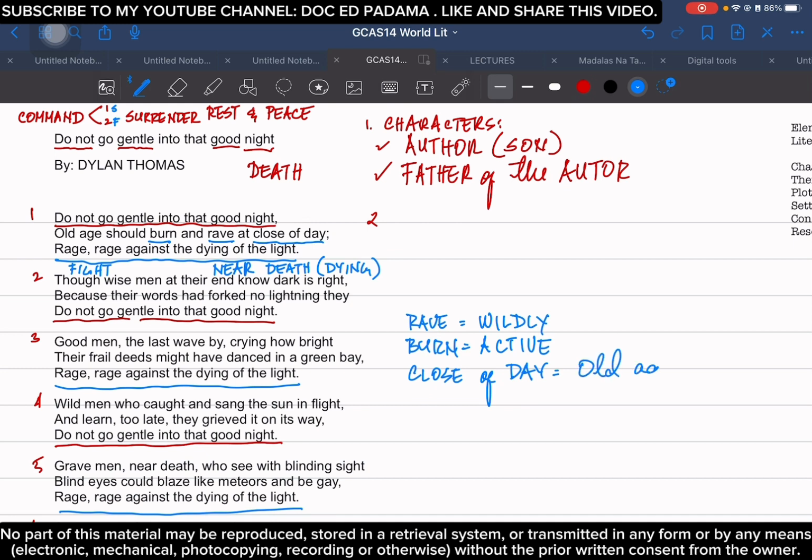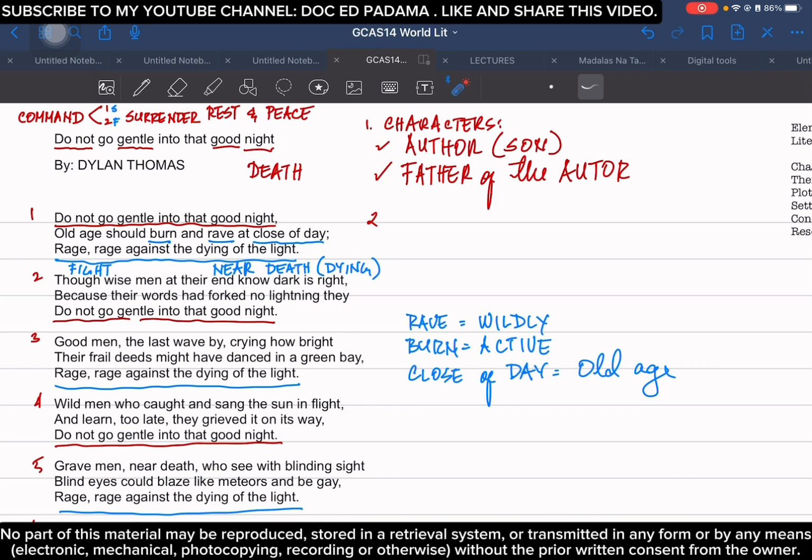Close of day. So this is almost the same as referring to old age. Okay? So close of day refers to old age. So let's go back to the second line in the first stanza. Old age should burn and rave at close of day. So this is already self-explanatory since we have already given words that would explain the symbols that were used in this particular line, and then rage against the dying of the light.